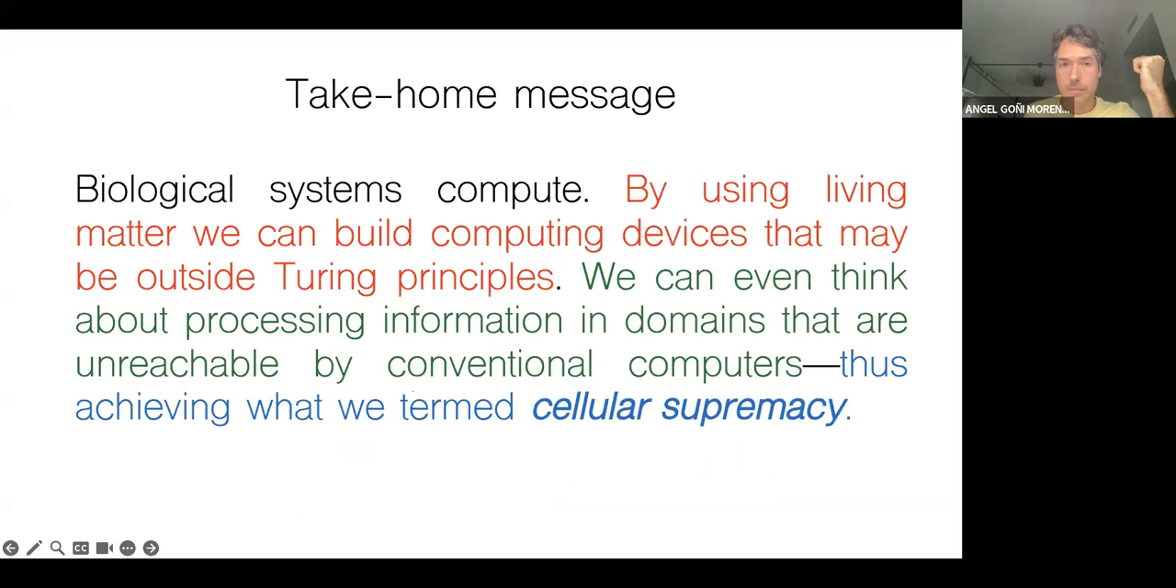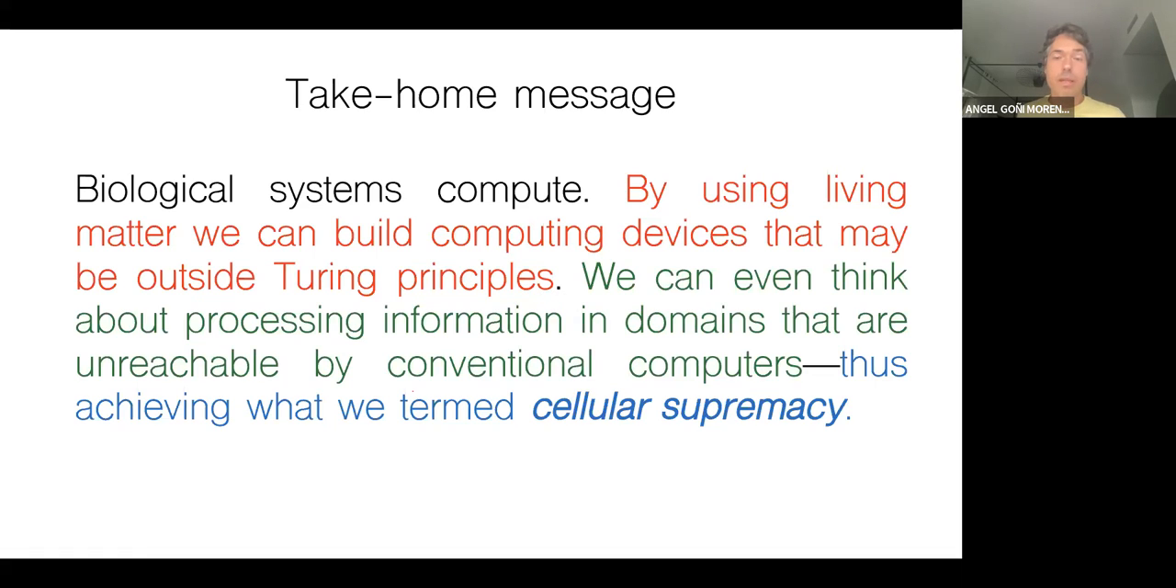So the take-home message of this talk is that biological systems compute, and that sounds trivial to me, at least, but there is quite a passionate debate about this sentence. I tend to say that biological systems compute. By using living matter, we can build computing devices that may be outside Turing principles, as I said before.